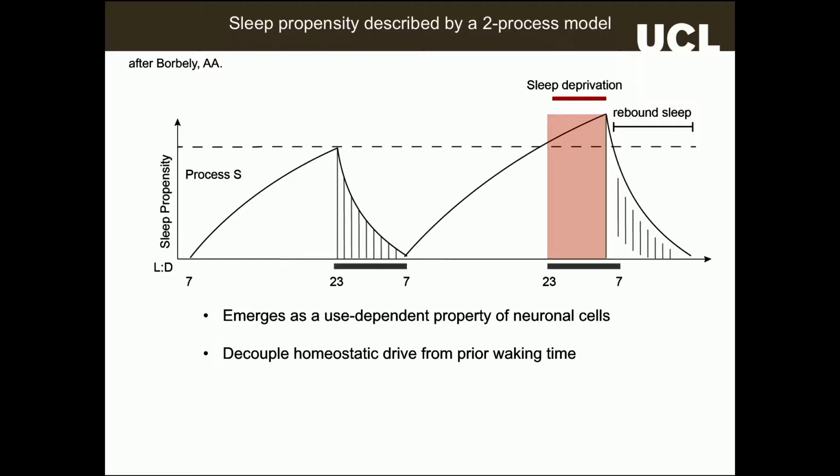How homeostatic sleep pressure is generated and read out by the brain on a global level is not entirely clear. However, we know that on a mechanistic level, it's thought to emerge as a property of neuronal activity during wakefulness. Keeping this concept in mind, we wanted to ask, can we actually decouple homeostatic drive from prior waking time? And can an acute increase in neuronal activity drive sleep homeostasis?